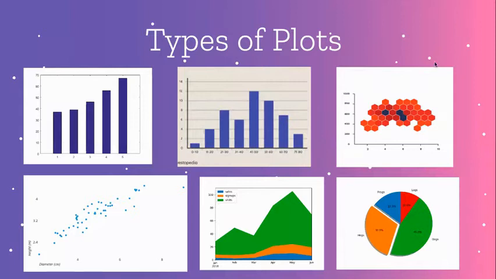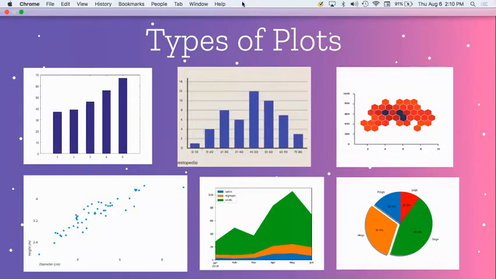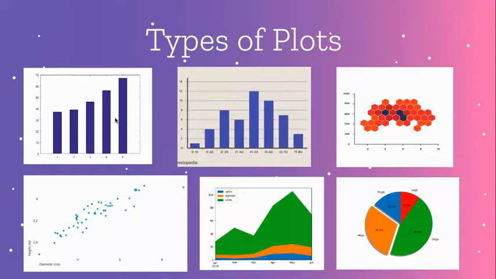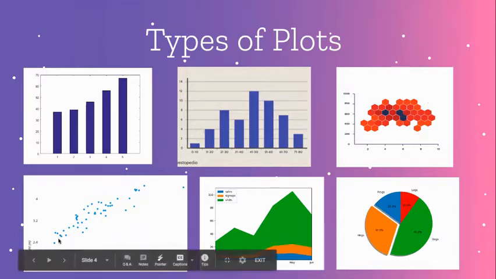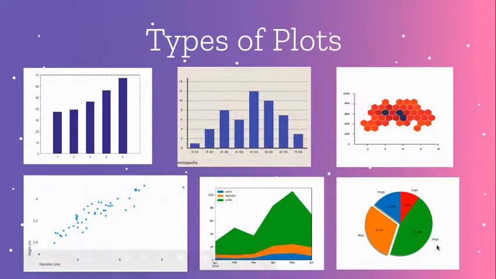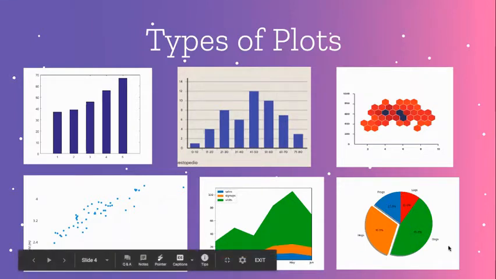There are different types of plots, and you've probably seen some of these in your math class or something. We'll just go over what they're called. This is a bar graph. You've probably seen this before. This is a histogram. This is a hexagonal bin plot. This is a scatter plot. This is an area plot, and this is a pie chart. We'll be learning how to plot most of these today.